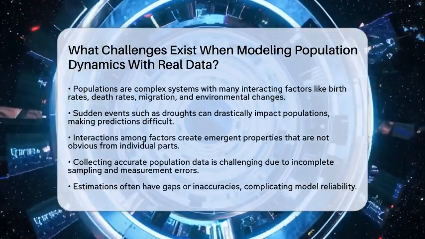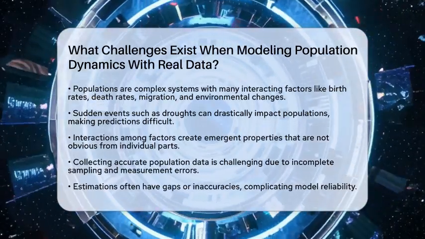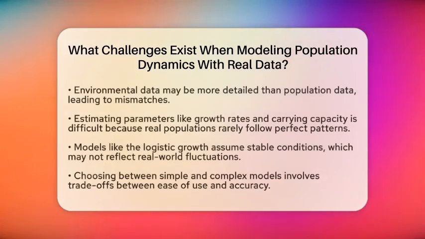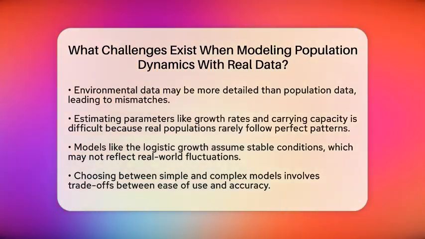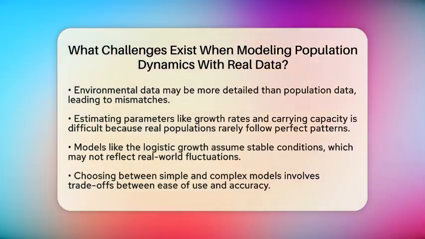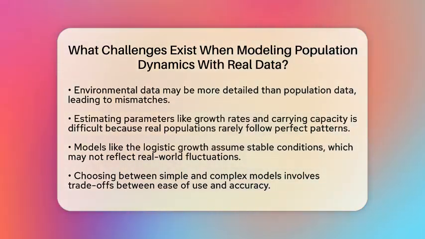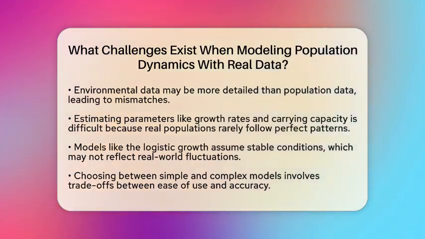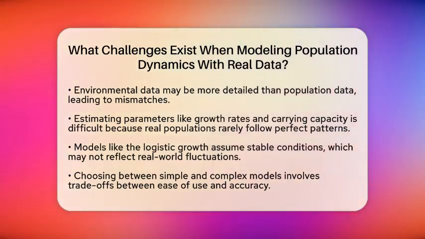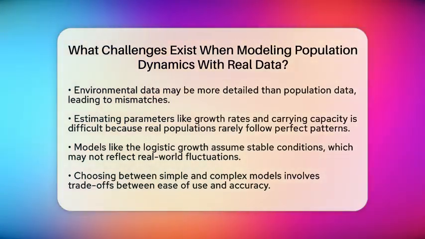Second, data limitations pose a big problem. Collecting accurate population data is tough. Sometimes, scientists only get partial information because sampling is incomplete or measurements are off. For instance, counting every animal in a large forest is impossible, so estimates are used. These estimates can have errors or gaps, making it harder to build reliable models. Also, environmental data might be more detailed than population data, creating mismatches that complicate analysis.